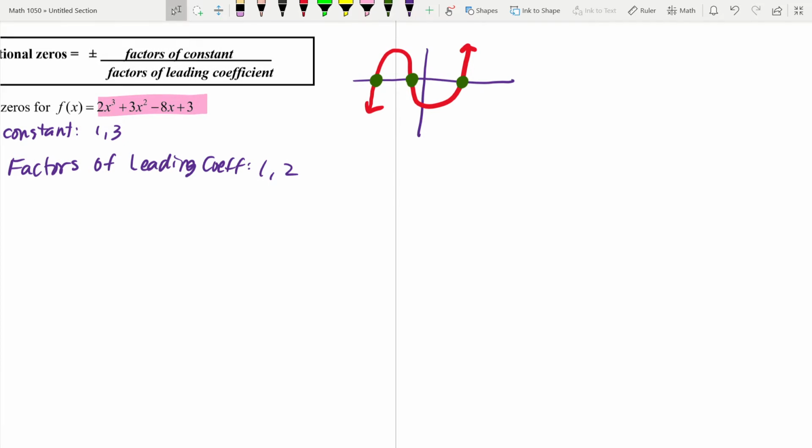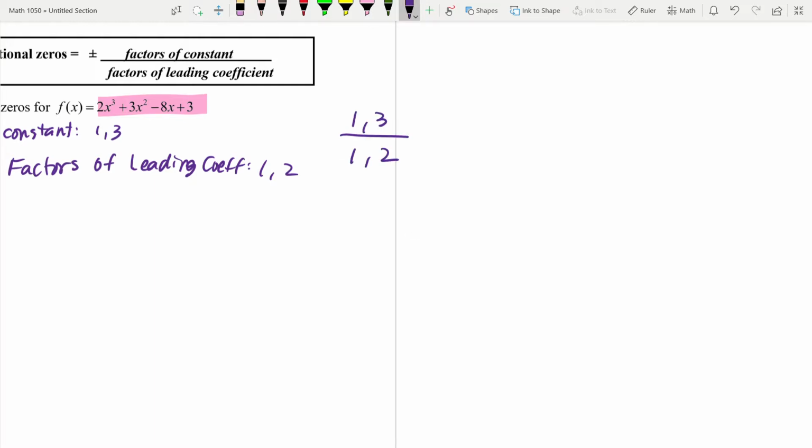Okay, the factors of the constant go on top. So look what you have to do. You have to put 1 and 3 on the top. You have to put 1 and 2 on the bottom. Now that is not how you write your answer. I have to pair up everything on the top with everything on the bottom. And I want you to do it in a systematic way so you don't get confused.